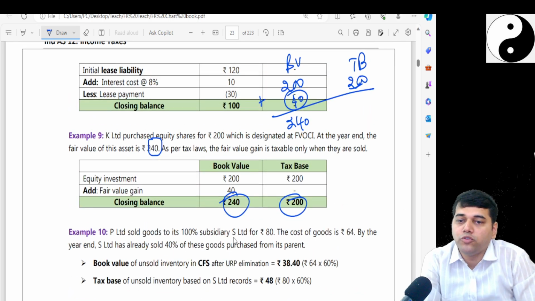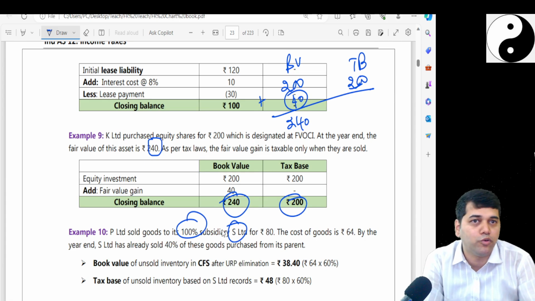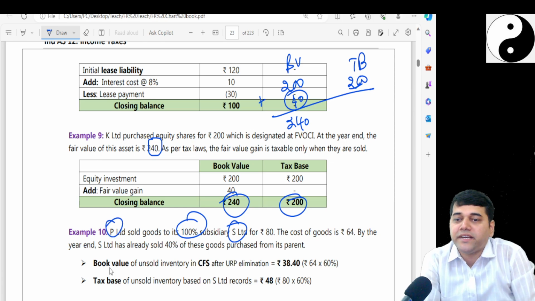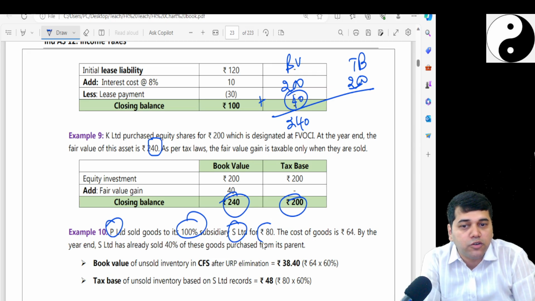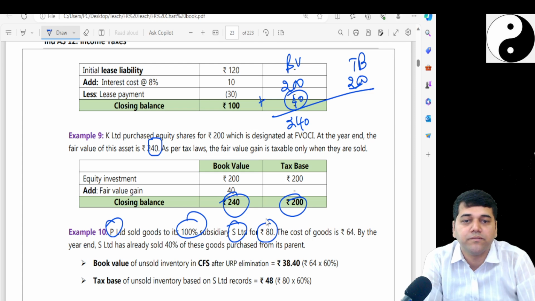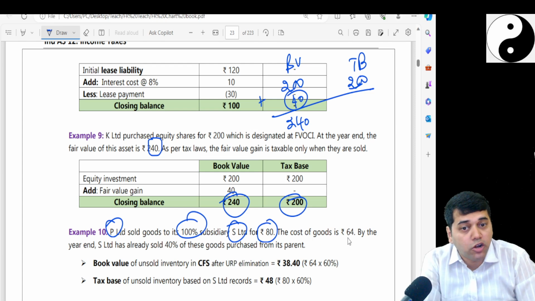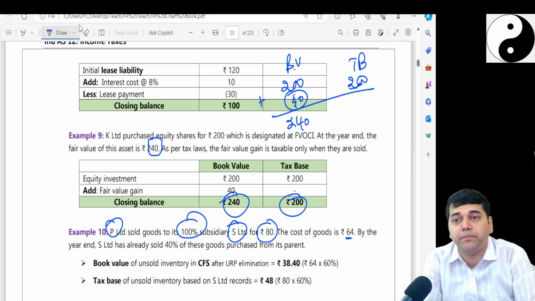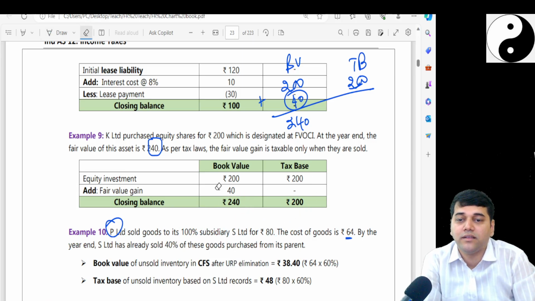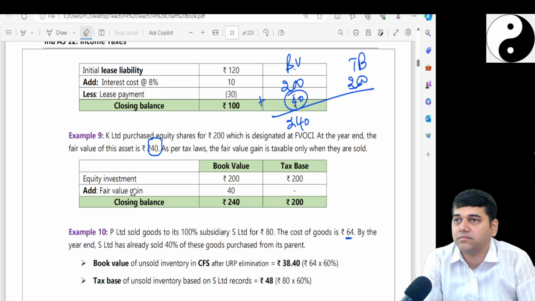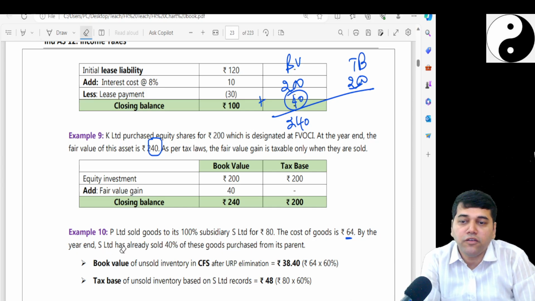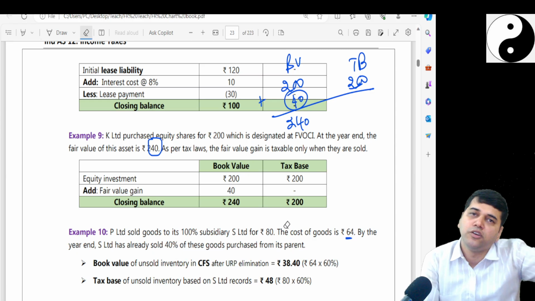Now, X sold goods to 100% subsidiary S Limited. Since you must have been having consolidation at the intermediate level, S Limited, P Limited is the parent. They sold goods costing 64 rupees to their subsidiary for 80 rupees. So how much profit did the parent make? 80 minus 64, 16 rupees. By the end of the year, S already sold 40% of the goods from its parent to some third party.